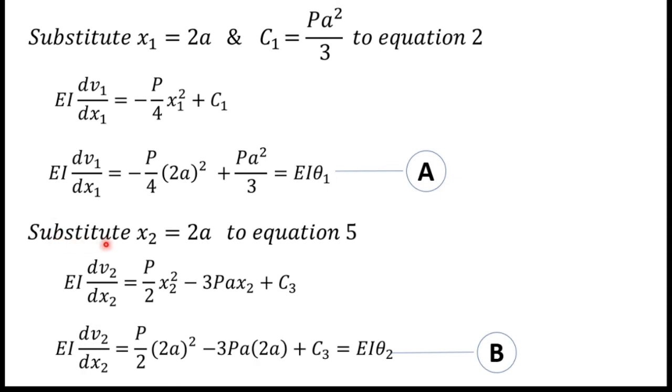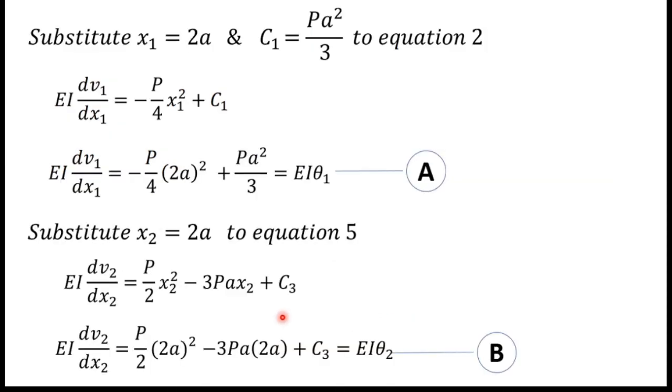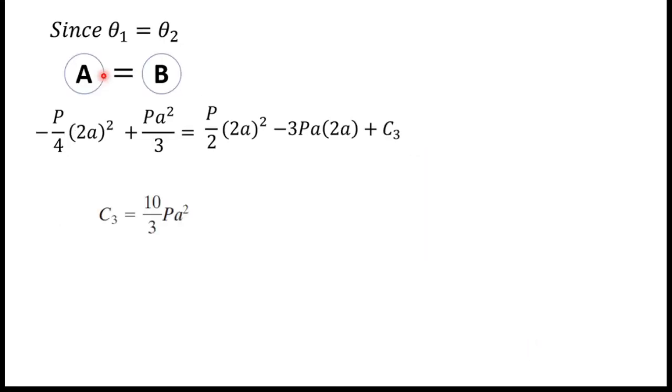Then I will substitute x2 equals 2a. If I consider the x2 coordinate, here also I have to substitute x2 equals 2a to reach this support B. So I will substitute x2 equals 2a into equation 5. So this is equation 5, and if I substitute this, I will have this equation. I can equate it to EI theta 2, and I will label it as B. Since theta 1 equals theta 2, I can say equation A equals equation B.